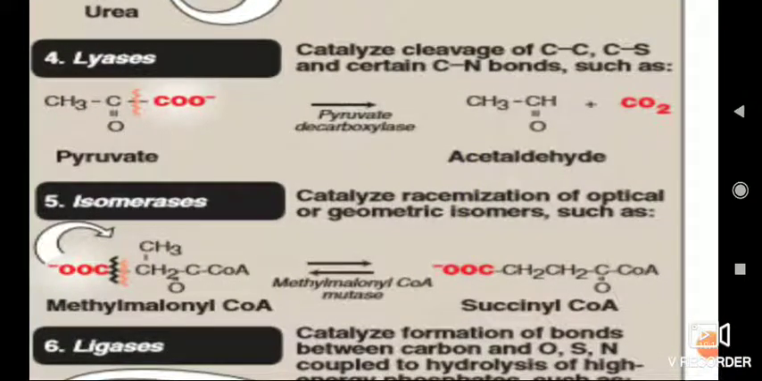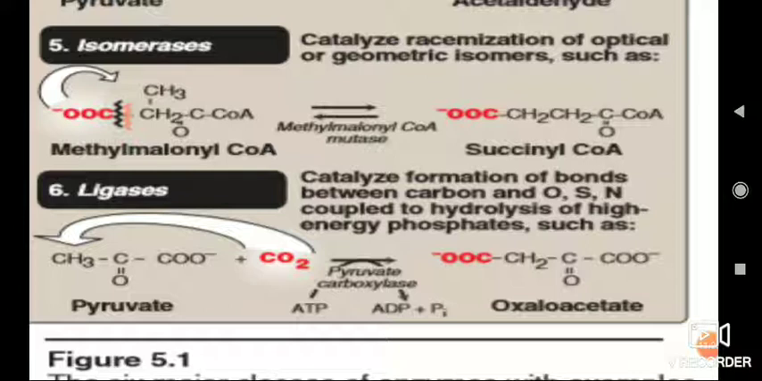The fourth classification is the lyases. Lyases catalyze cleavage of carbon-carbon bonds, carbon-sulfur bonds, or carbon-nitrogen bonds, such as shown in this example. The pyruvate is converted into acetaldehyde in the presence of pyruvate decarboxylase, in which there is breaking of carbon-carbon bonds, and the pyruvate is a 3 carbon molecule, and the acetaldehyde is only a 2 carbon molecule, and 1 carbon which was broken is converted into CO2.